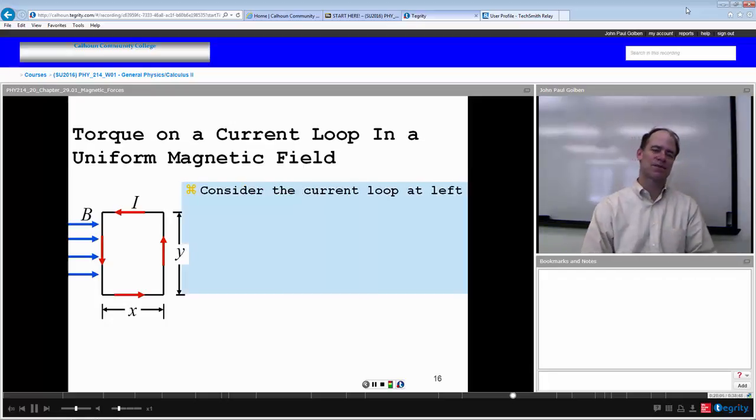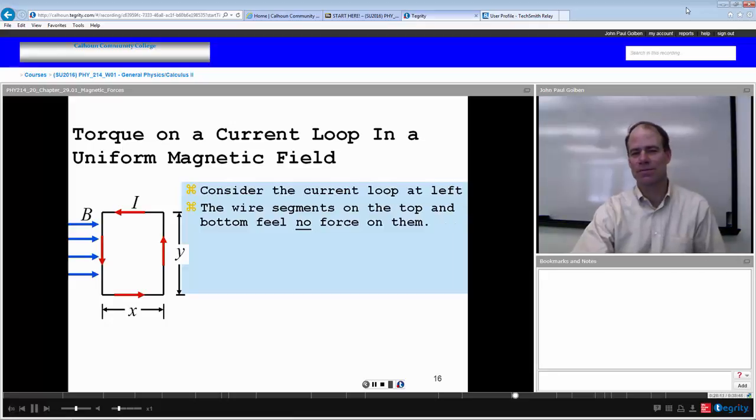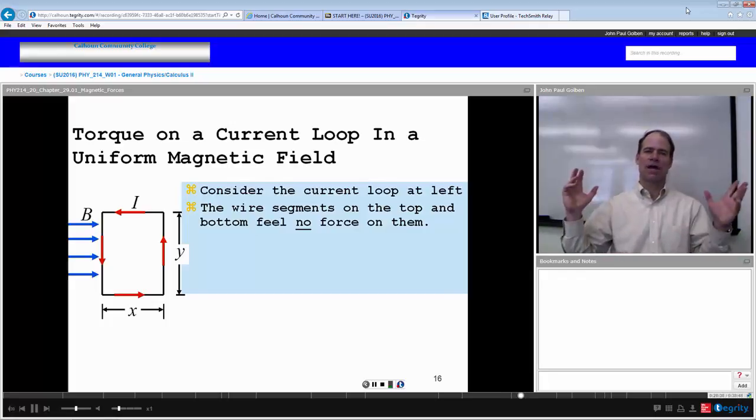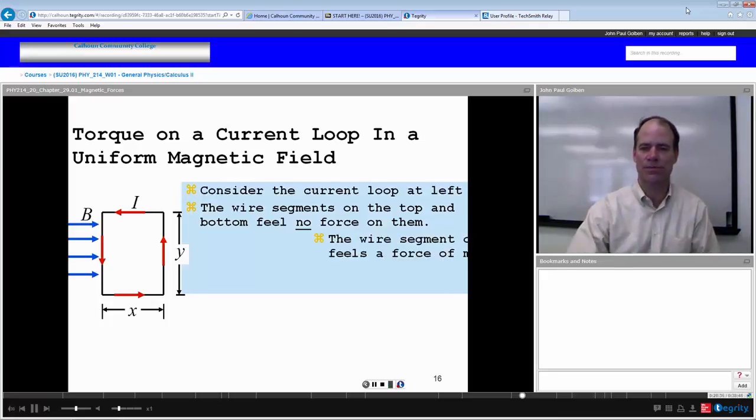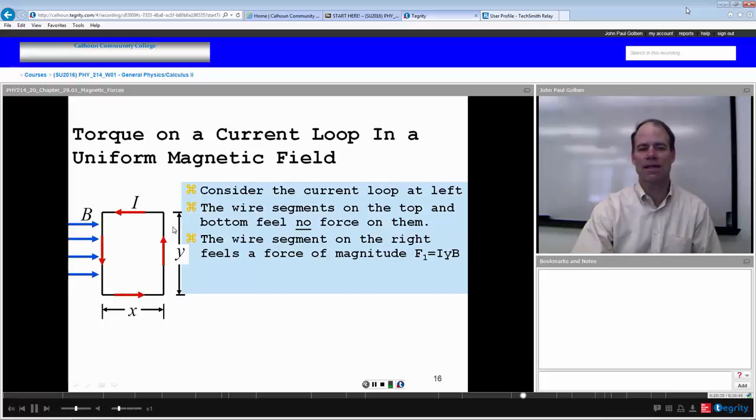Consider this. We have a loop of current and we put it in a magnetic field. What's going to happen? Well, if I look at the wire segments on the top and bottom of this loop, they're either anti-parallel or parallel. And we know that if the angle between the current direction and the magnetic field is 0 or 180 degrees, then we'll have no force because sine of 0 or sine of 180 is 0. But if I look at the right segment here, there will be a force on it.